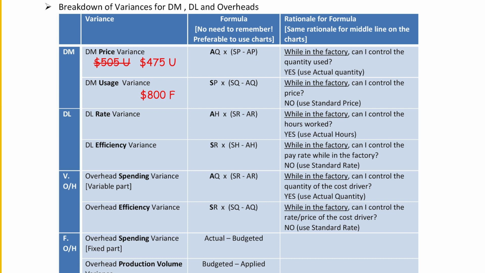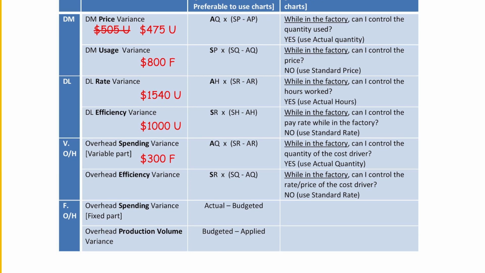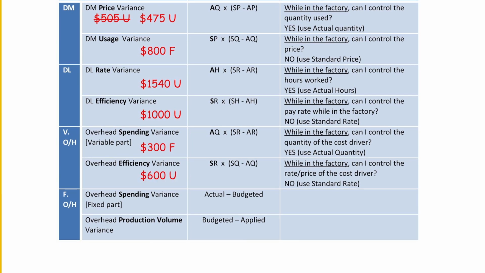Now, talking about direct labor variances, you have variances for rate or dollars and efficiency or quantity. Direct labor rate variance is $1,540 unfavorable. Direct labor efficiency variance is $1,000 unfavorable. Next, you have variable overheads. So that includes variable overhead spending or dollar variance and variable overhead efficiency or quantity variance. The variable overhead spending variance is $300 favorable. Variable overhead efficiency variance is $600 unfavorable.